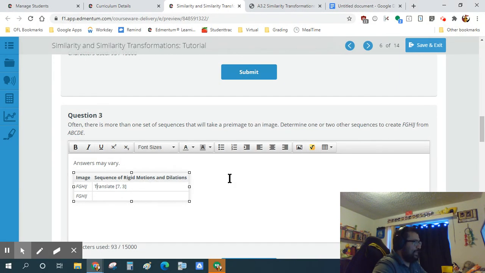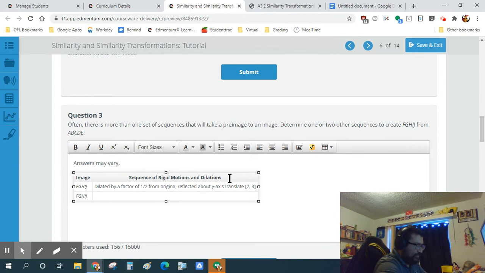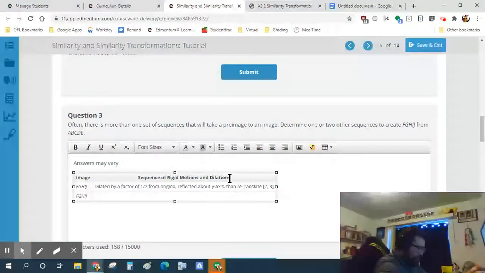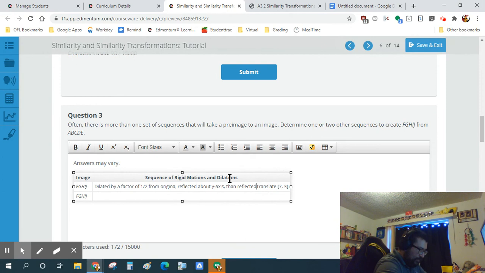And before I did all that, let's start from the very beginning. I dilated by a factor of 1/2 from origin. Then I reflected about the y-axis. I did the y-axis first. Then reflected about x.